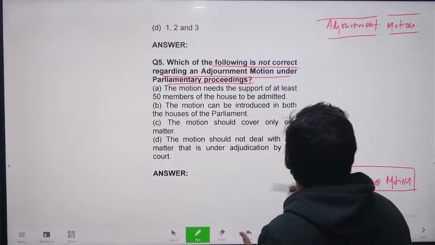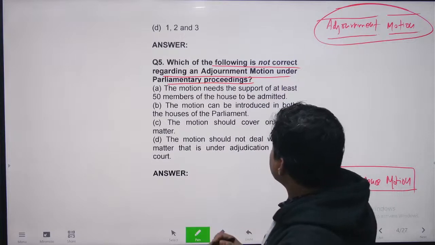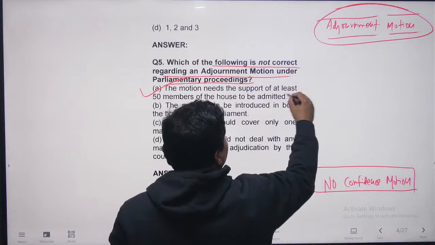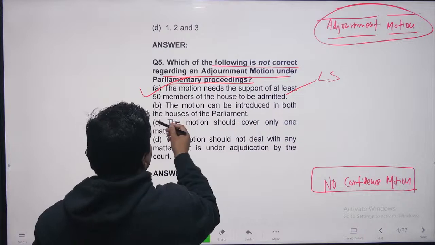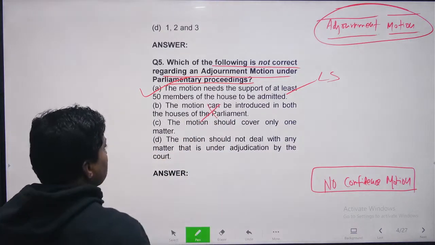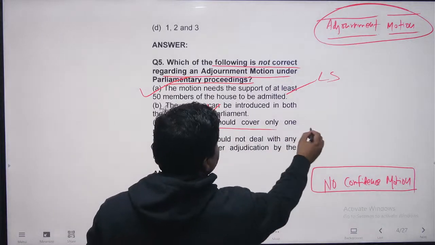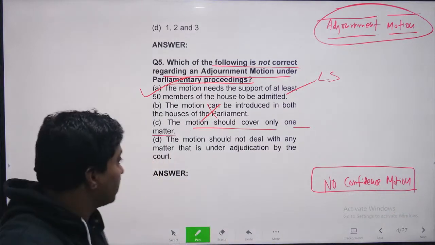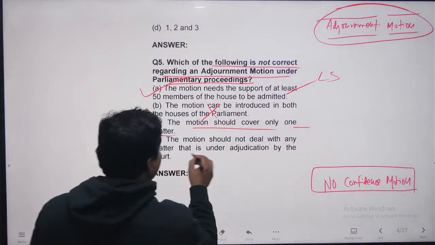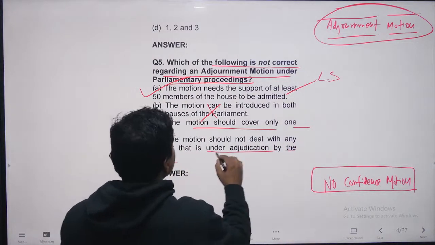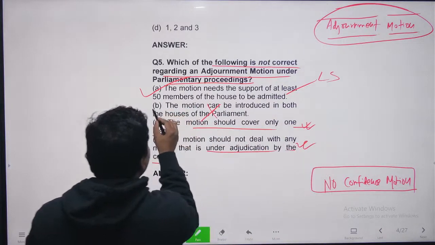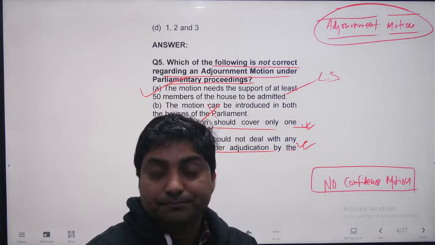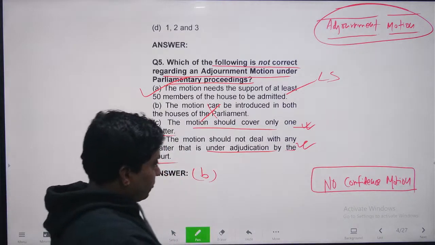So here you can see that is about adjournment motion. Now look at the options. The motion needs support of at least 15 members of the house to be admitted. No, only in the Lok Sabha, right? The motion can be introduced in both houses of the parliament. No, right? The motion should cover only one matter. Yes, a very urgent matter, and only one matter. It cannot have subtopics. The motion should not deal with any matter that is under adjudication by the court. Yes, this is correct. This is also correct. So look at B. Something is not correct regarding the adjournment motion, right? Now let me move to the next.